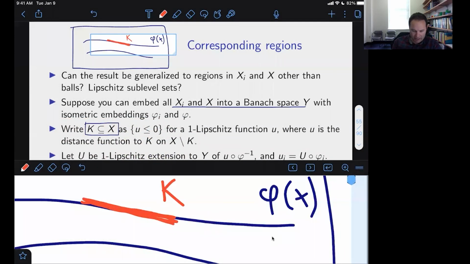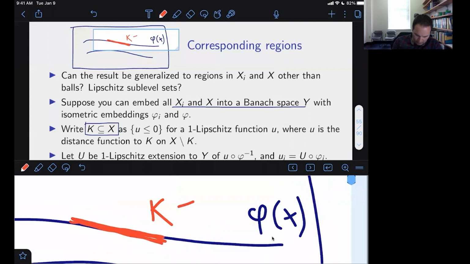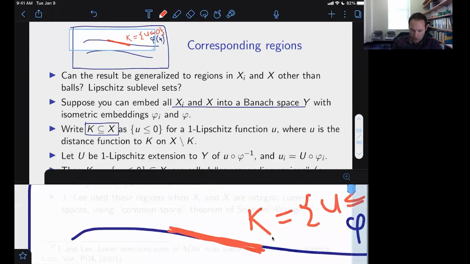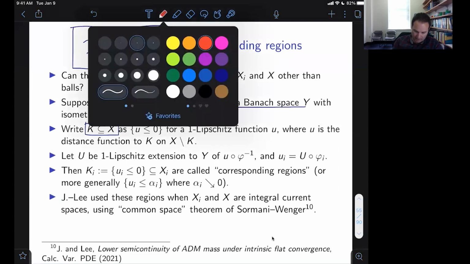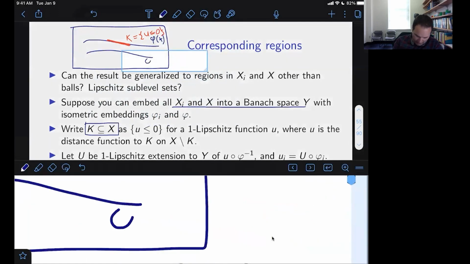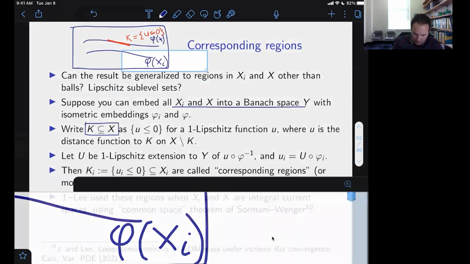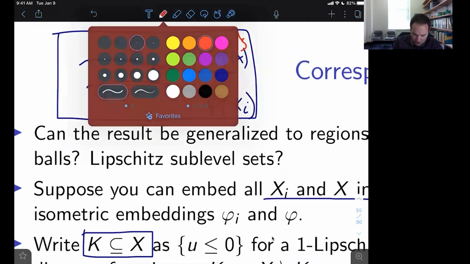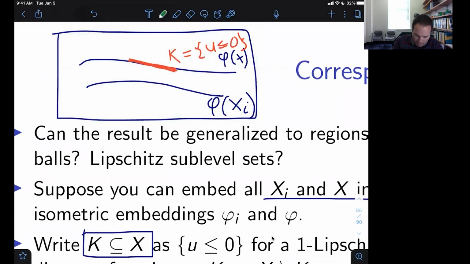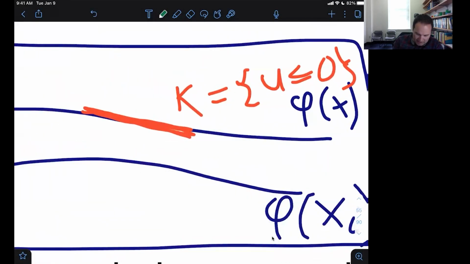K is some compact set there. This is the set where u is non-positive. Then you can extend u to a global Lipschitz function on the entire Banach space, and then you can look at a Lipschitz sublevel set inside of the space xi, or here as I'm drawing it at the image, phi of xi. So for example, if you're using a signed distance function, you could look at a level set of everything less than 0.